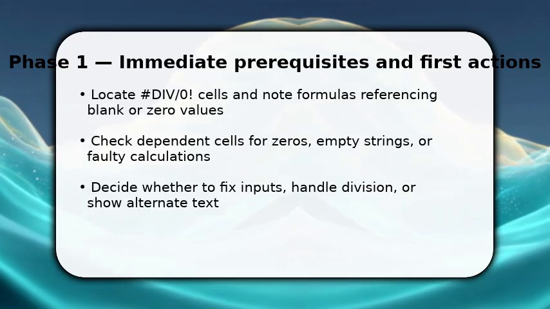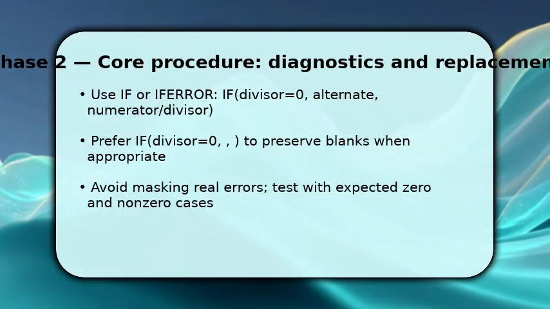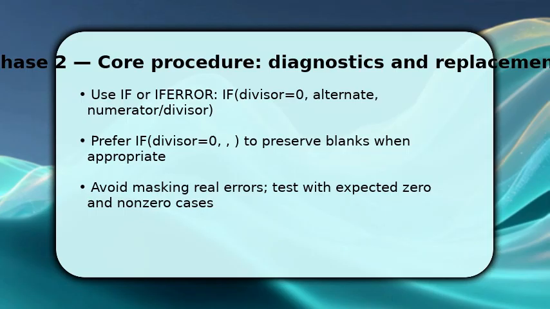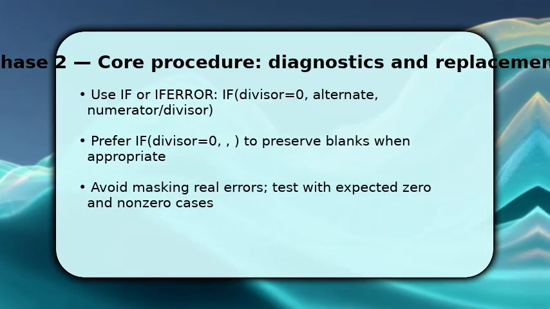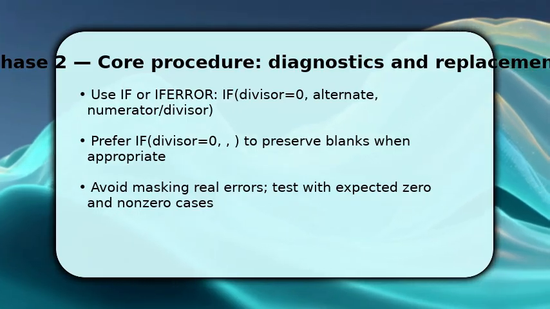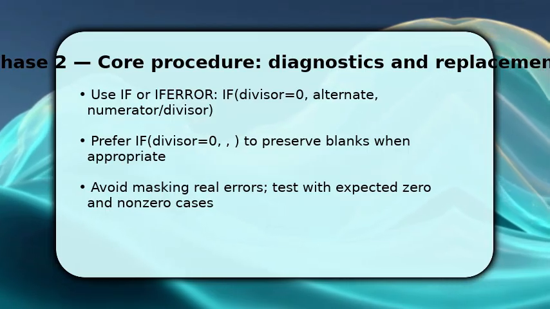Now, implement defensive logic in the formula. Replace direct division with IF(divisor=0, alternate, numerator/divisor), or wrap with IFERROR(numerator/divisor, alternate), depending on whether you want to catch other errors. Once applied, test both 0 and non-zero divisors to confirm correct behavior.